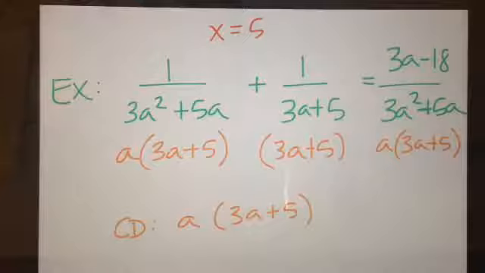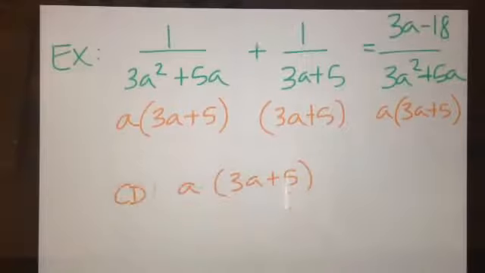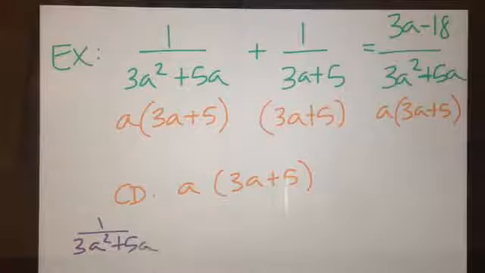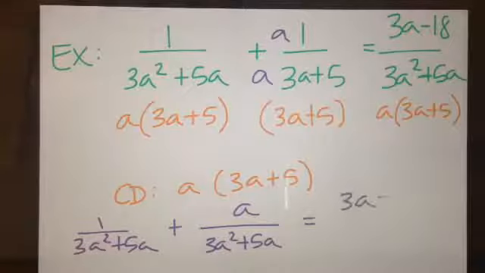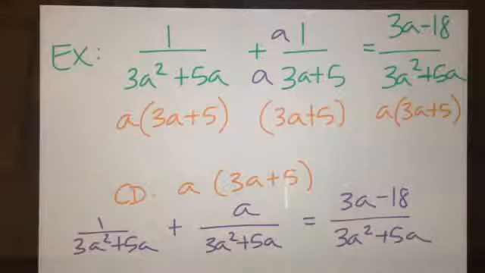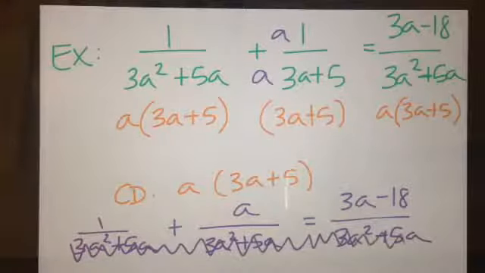That means that of the three fractions, the only fraction that needs to be fixed is the one in the middle. So I'm going to leave the first one. The one in the middle, I have to multiply by a on the top and a on the bottom so that it has the common denominator. And then the one on the end can stay the same. Once I have the equation written so all the denominators are the same, we're going to go ahead and ditch the denominators. So we'll get rid of those.